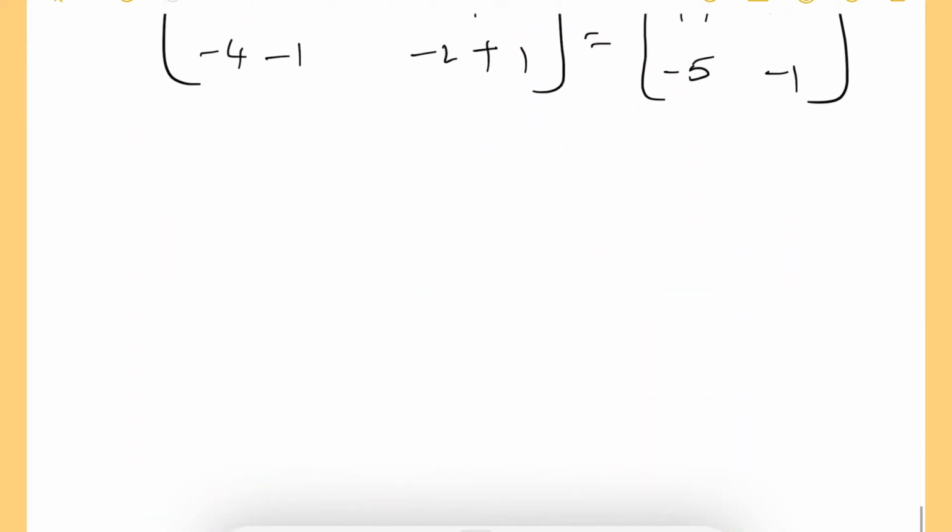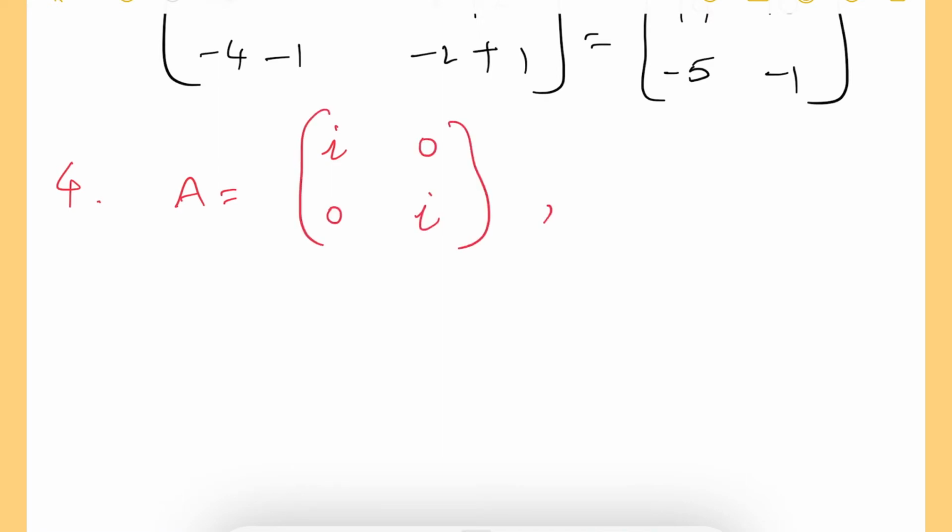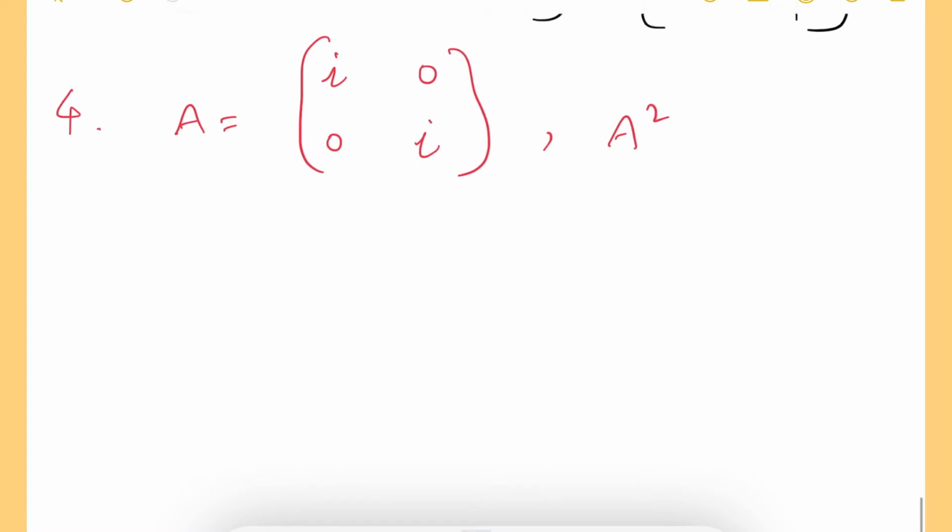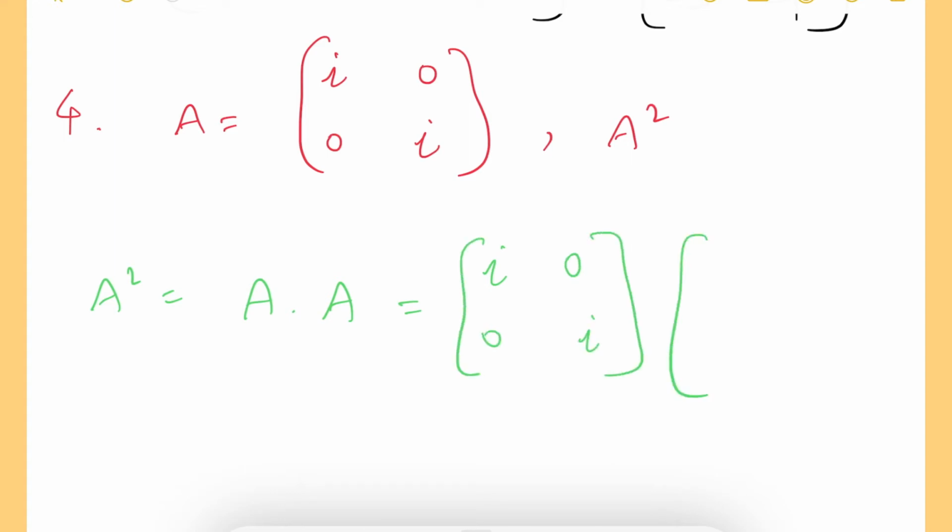Next, fourth bit. Matrix A is given as [I, 0; 0, I]. Then he is asking to find the value of A square. A square is nothing but A into A. So simply multiplying [I, 0; 0, I] into [I, 0; 0, I].